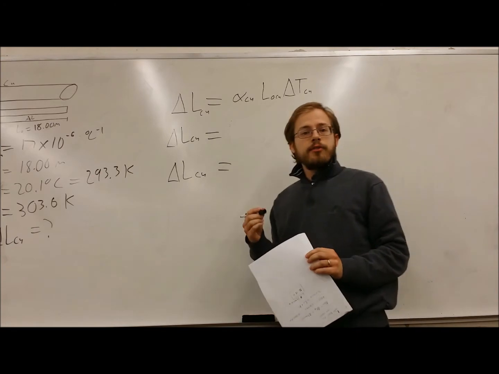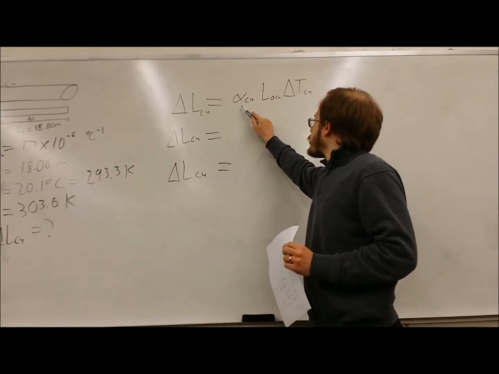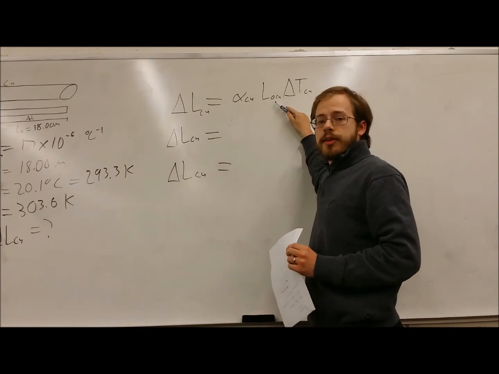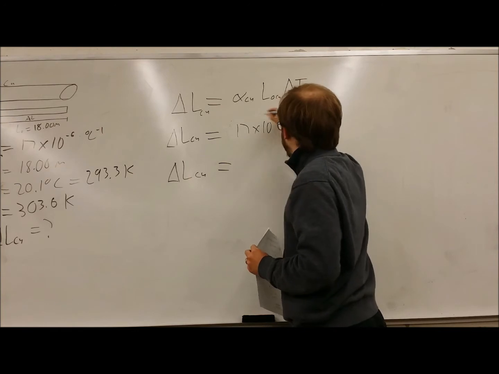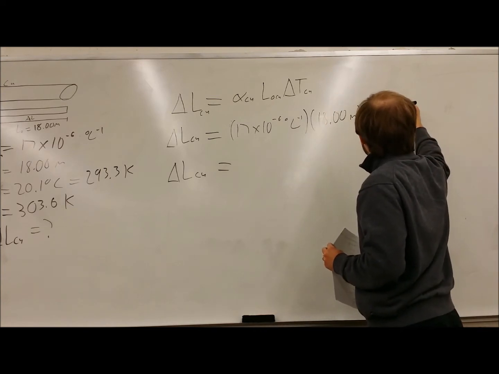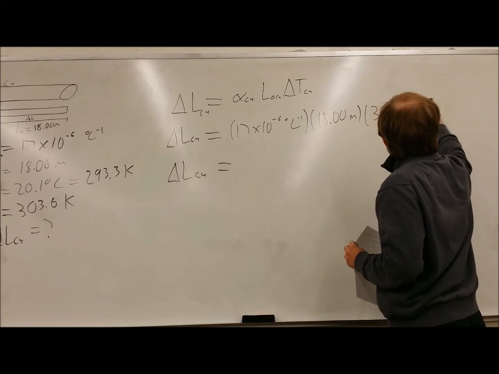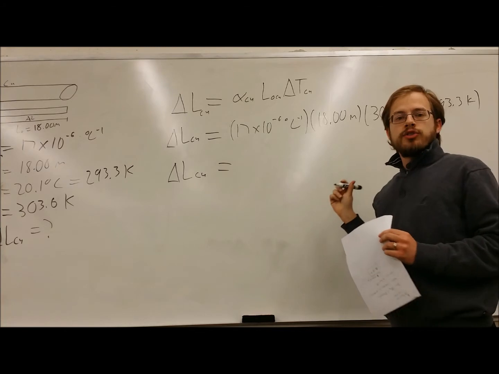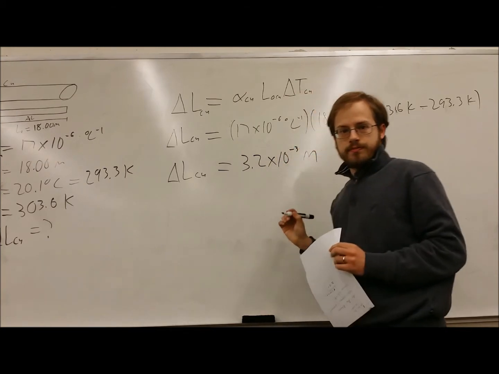All right, so now that we've written down everything we know, let's solve the problem. First we need to use the right equation, which in this case is the thermal expansion equation. The change in length of the copper is equal to the thermal expansion coefficient of the copper times the initial length of the copper times the change in temperature of the copper. So let's write in all those numbers. We've written in all our numbers for each quantity. If we plug and chug those numbers, we'll get an answer of 3.2 times 10 to the negative 3 meters. So this is the change in length of the copper.